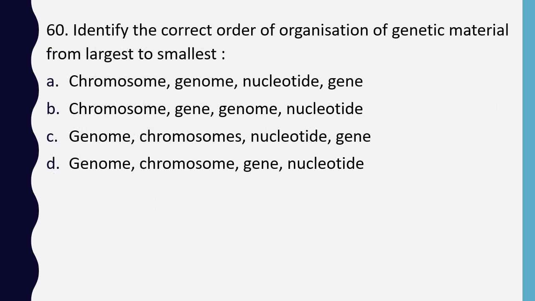Question number 60. Identify the correct order of organization of genetic material from largest to smallest. Chromosome, genome, nucleotide, gene. Chromosome, gene, genome, nucleotide. Genome, chromosome, nucleotide, gene. Genome, chromosome, gene, nucleotide. From largest to smallest, the correct answer is option D. Genome followed by chromosome, then comes the gene and nucleotide.